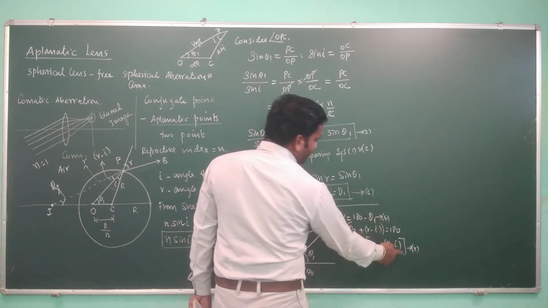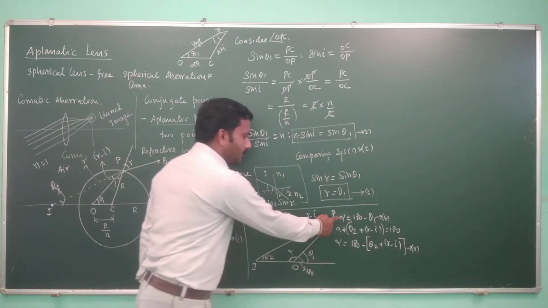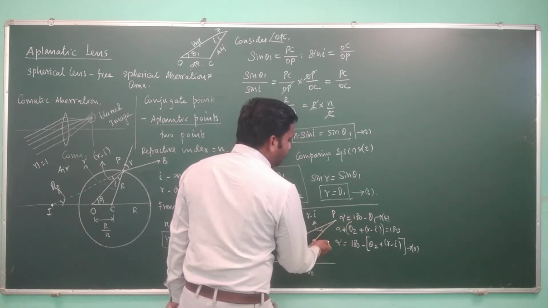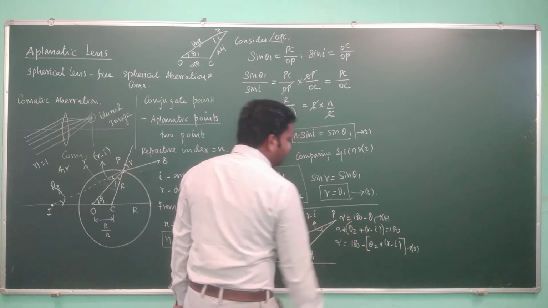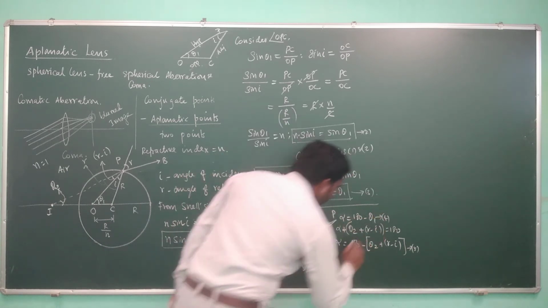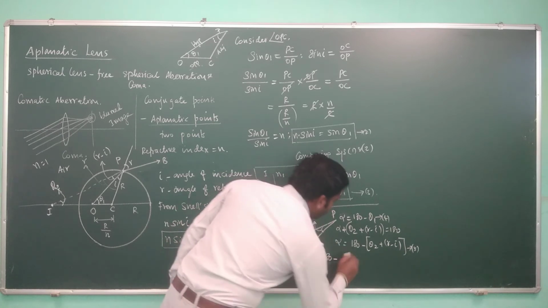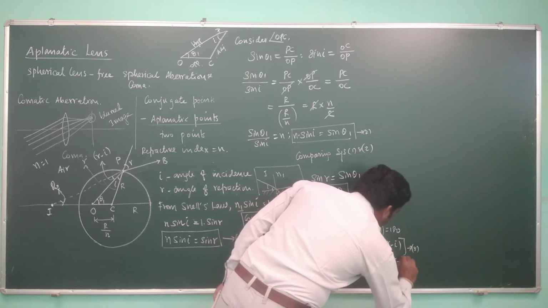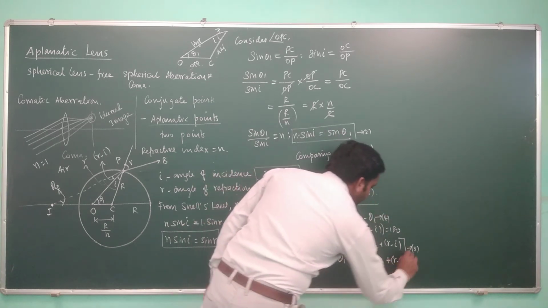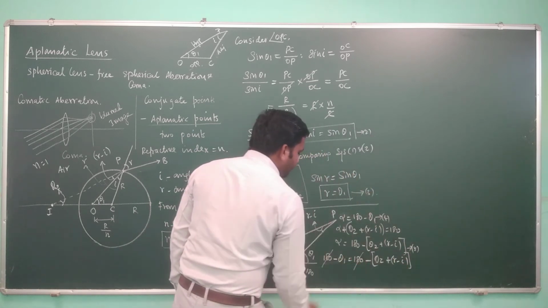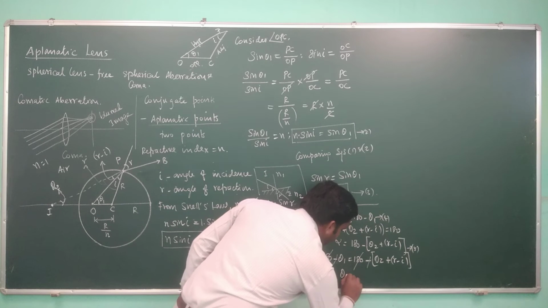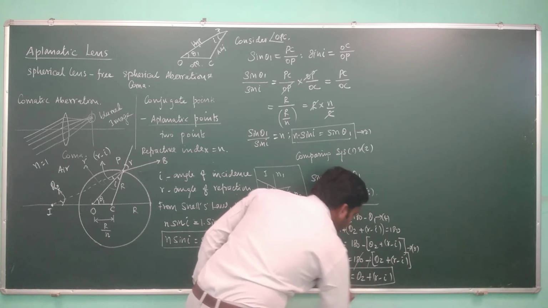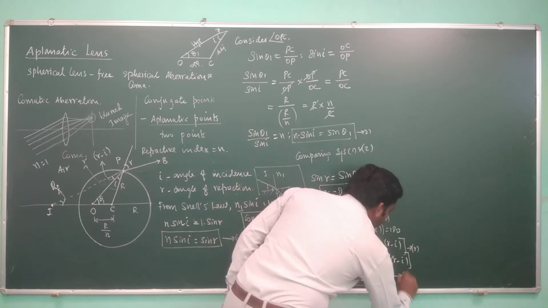Now let's compare equation 4 and 5. Left side is alpha. So right side will also be alpha. Both are equal, so the right sides must also be equal. So if you equate the right sides, 180 minus theta 1 is equal to 180 minus theta 2 plus r minus i. We can cancel out the 180 and the minus signs. What is remaining? Theta 1 equal to theta 2 plus r minus i. This is equation number 6.